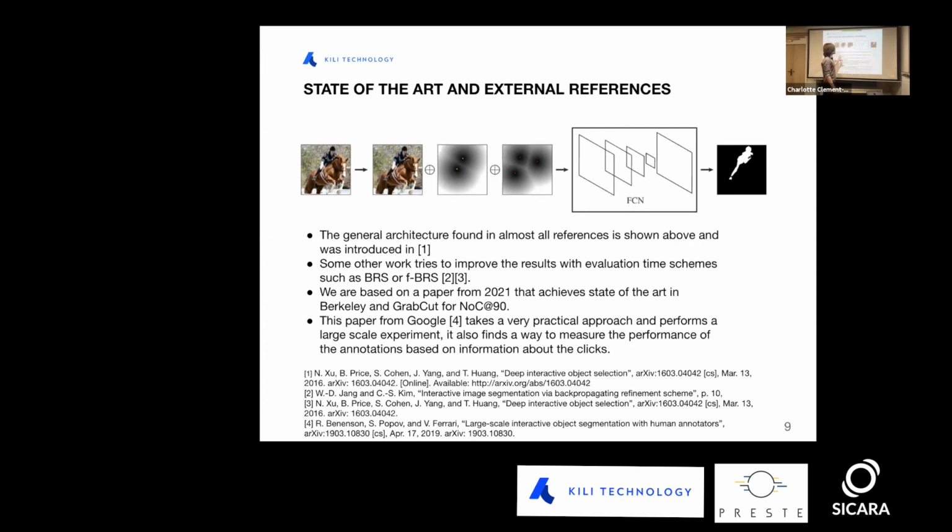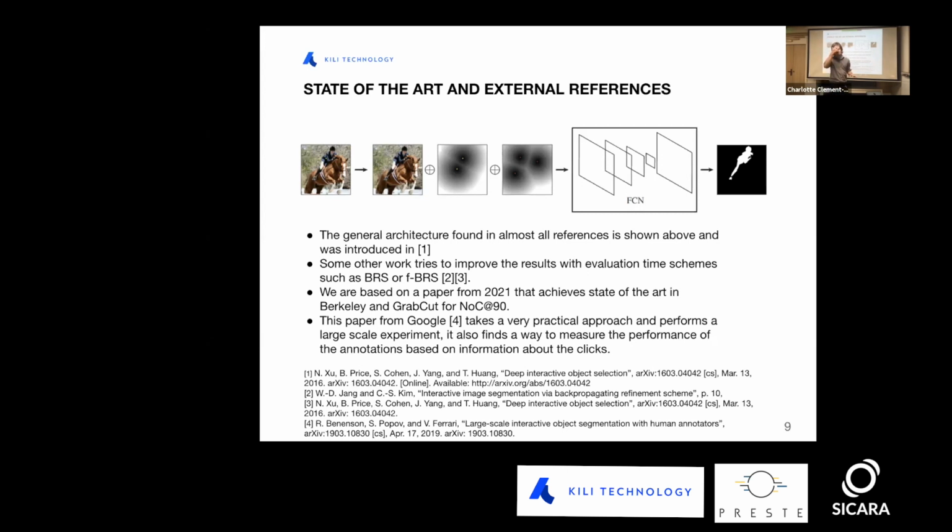Some other works try evaluation time schemes, such as BRS. The idea of BRS is that when you have an output mask, it's not guaranteed that it's going to cover the points you clicked. So it's going to evaluate the model lots of times and change the parameters at evaluation time, not in training time, and try to make a mask that fits all the input points. But that's not good because you are going to evaluate the network lots of times, and this is going to be bad for performance.